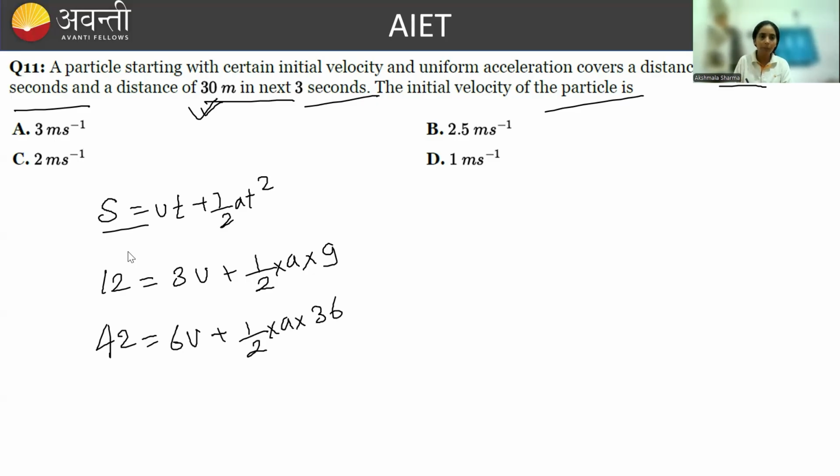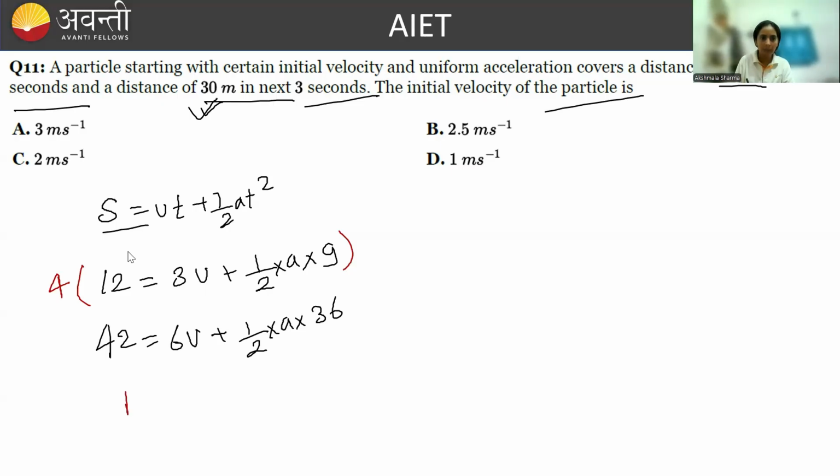Now what do we have to calculate? We have to calculate the initial speed. So somehow let's discard a. How can we do that? Let's multiply the first equation with 4. Why 4? Because when you multiply this 9 into 4, it becomes 36, so here also it is 36a by 2. So they will become the same, and when we subtract them, they will get cancelled.